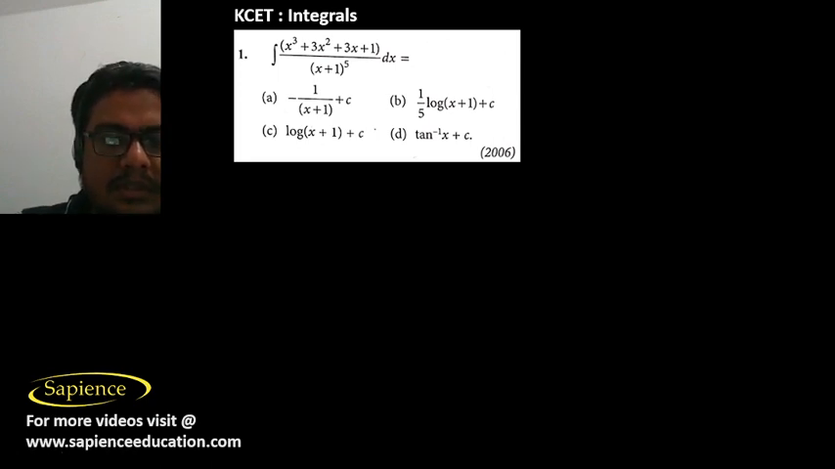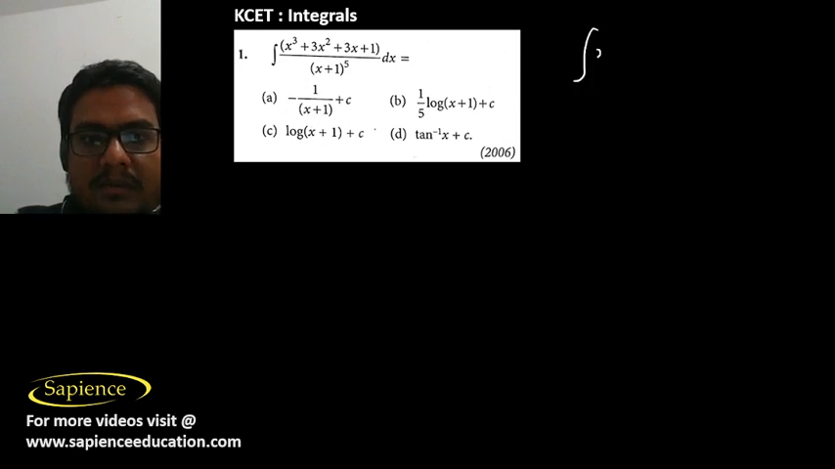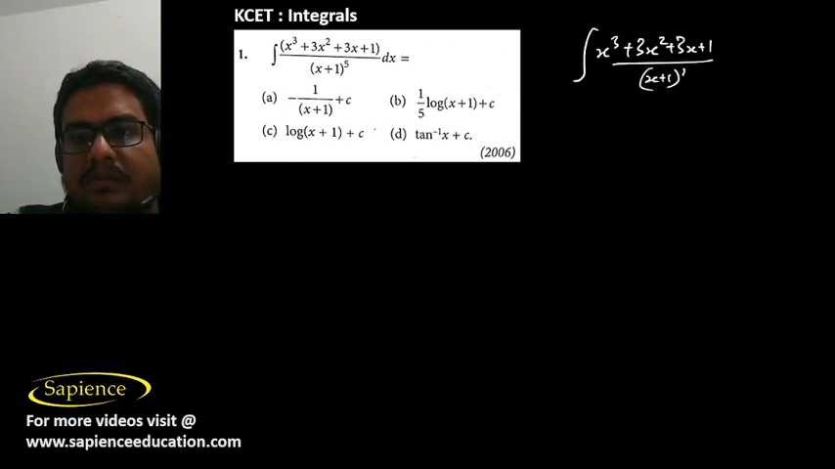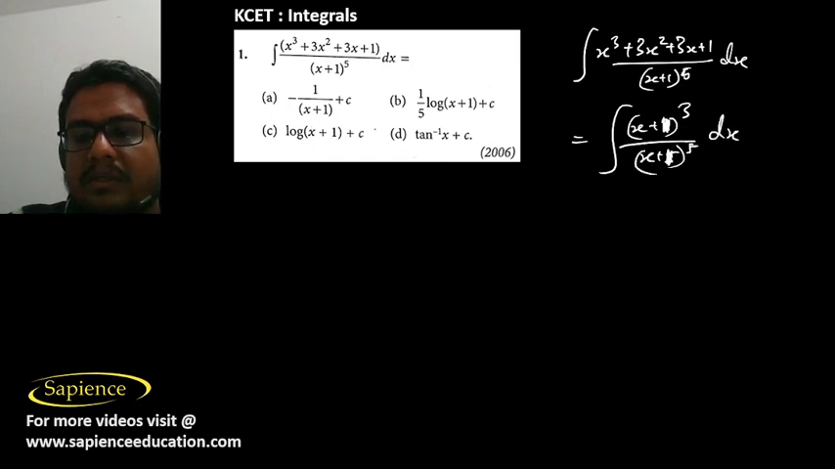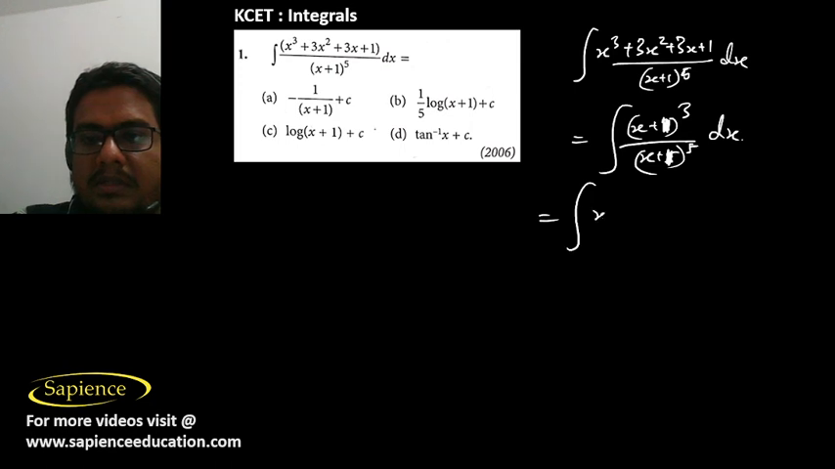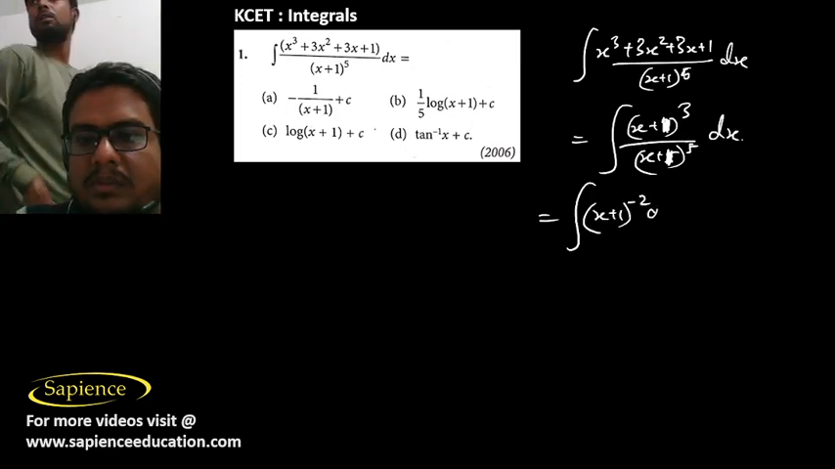So here we shall start from the very first question onwards. It is told to find the integral of x cube plus 3x square plus 3x plus 1 divided by x plus 1 whole power 5 into dx. So we know that this x cube plus 3x square plus 3x plus 1 is the expansion of x plus 1 whole cube. So it is x plus 1 whole cube divided by x plus 1 whole power 5, integral dx. So this we can write as integral x plus 1 whole power minus 2 into dx.